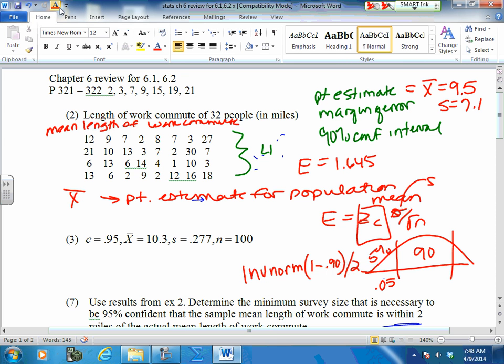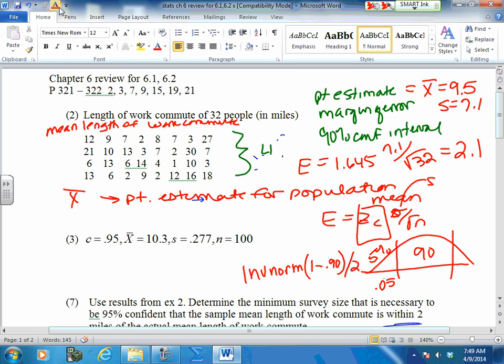1.645. We're going to use our standard deviation from our sample because n is greater than or equal to 30, and divide this by the square root of 32. So what do we get for our margin of error? Do one decimal place. You got 2.1? Yeah, 2.1.